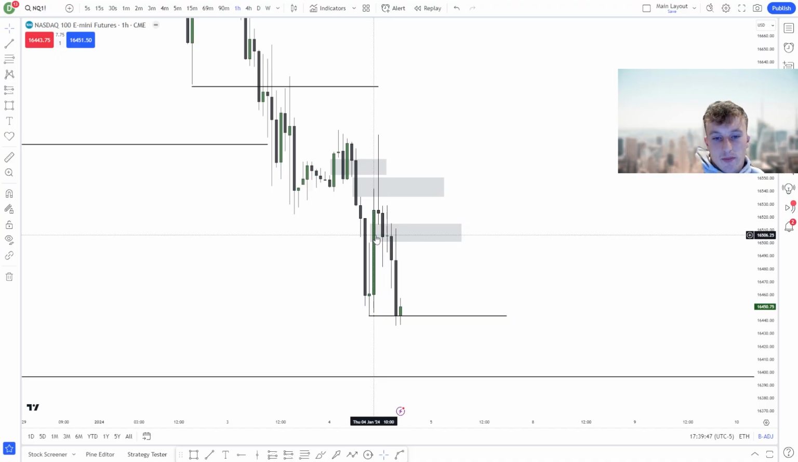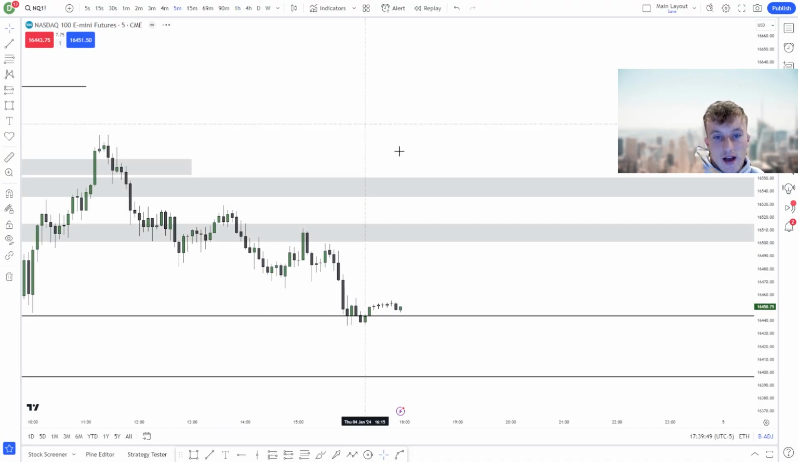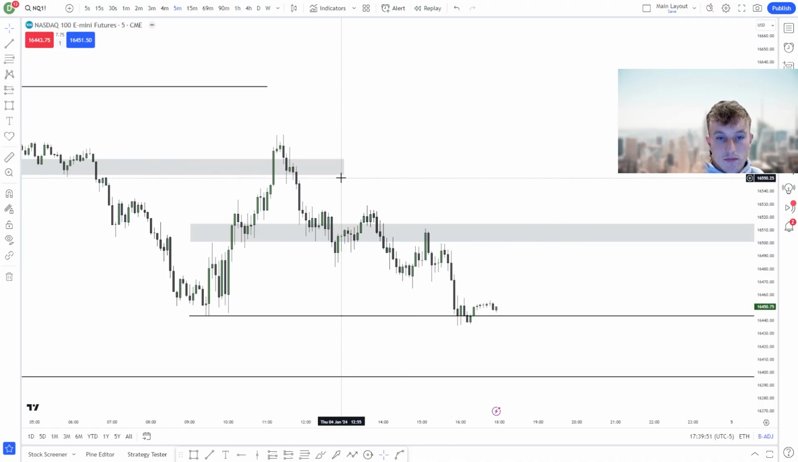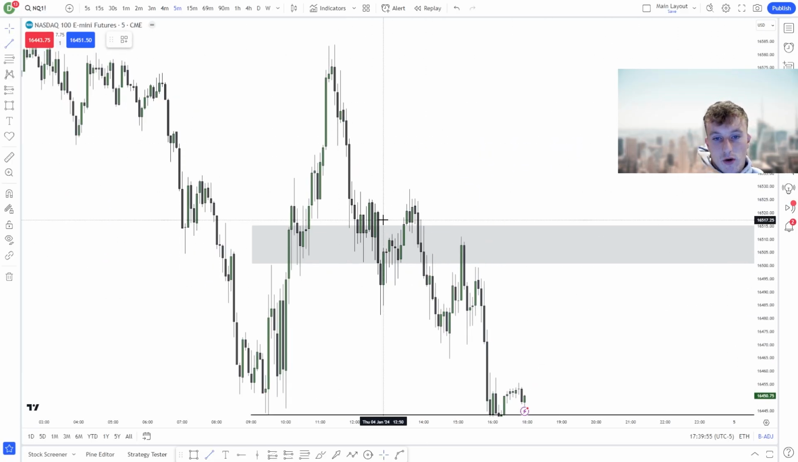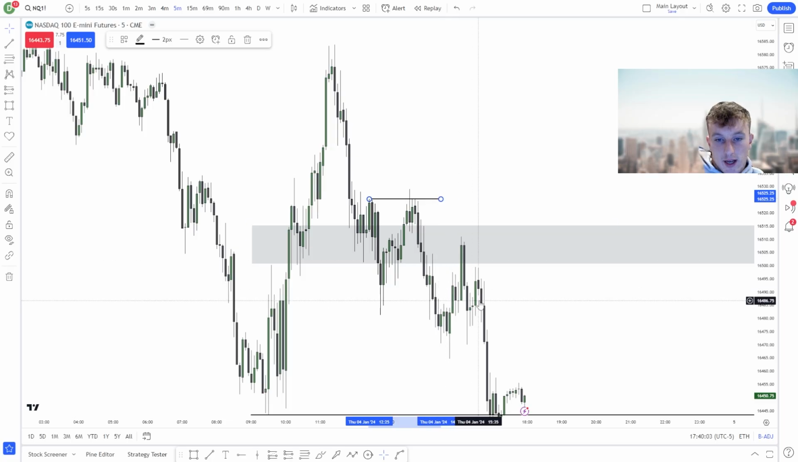Well, this one is better because if I go to the 5 minute and we look at that one from all day, we got a really nice liquidity sweep when retesting it on the 5 minute. So here's us retesting on the hourly, but in the 5 minute, we got a really nice liquidity sweep, and then price ends up respecting it.